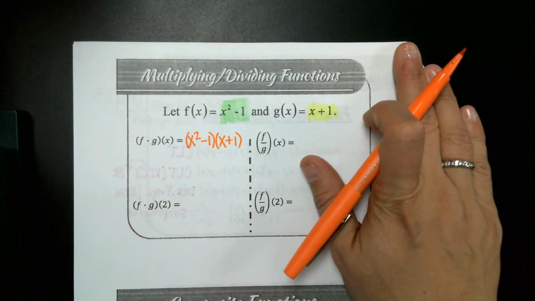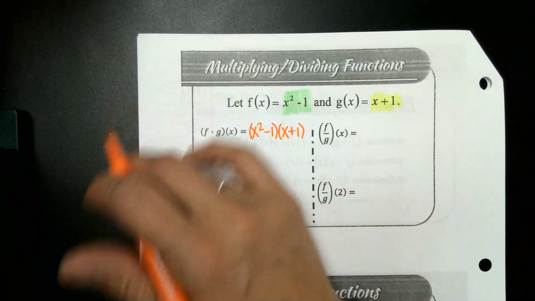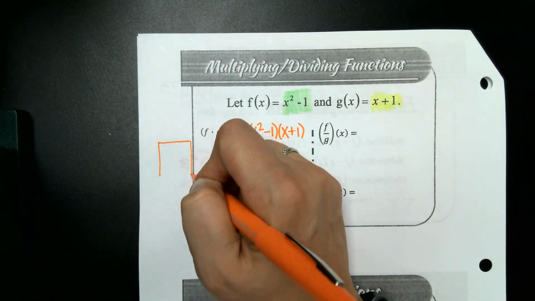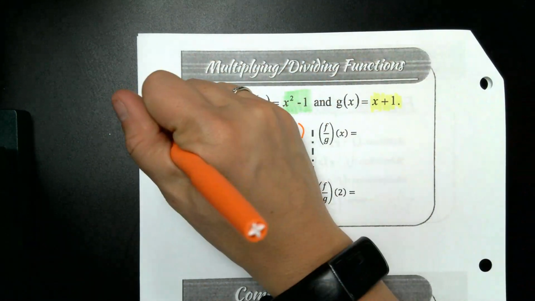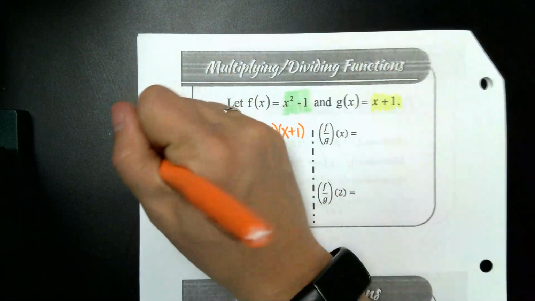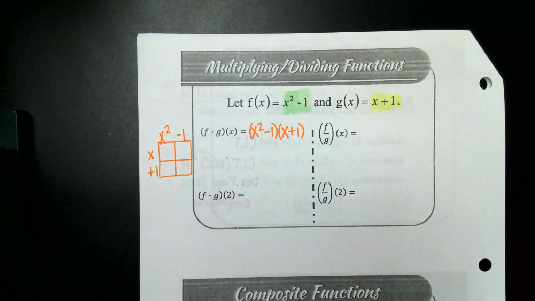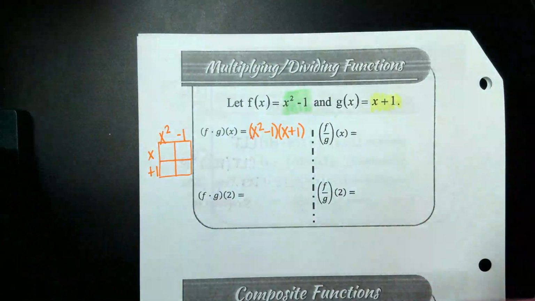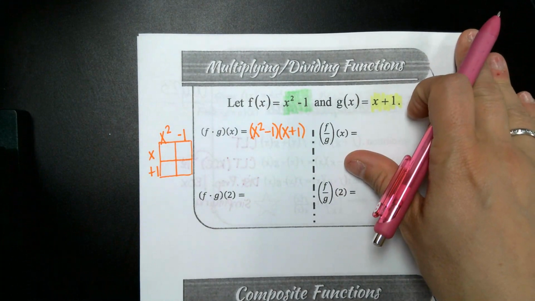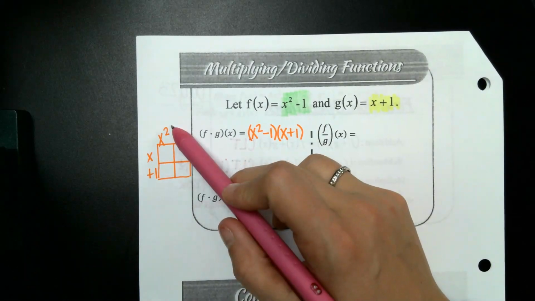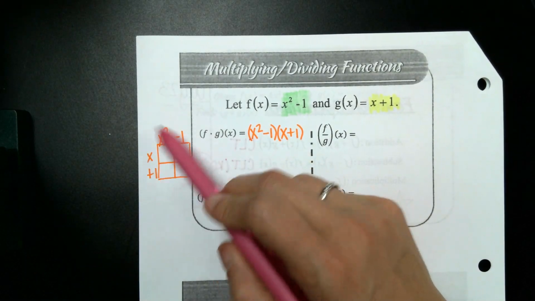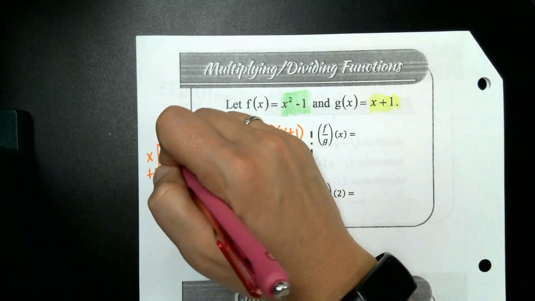Now, what kind of problem is that going to be? That's a box problem. Okay, so maybe somewhere over here in the margin, you want to go ahead and draw a box. And we're going to set up x squared minus 1 times x plus 1. Now, multiplying. When you guys multiply, exponents change. So x times x squared is not x squared. It's x to the what? To the third.